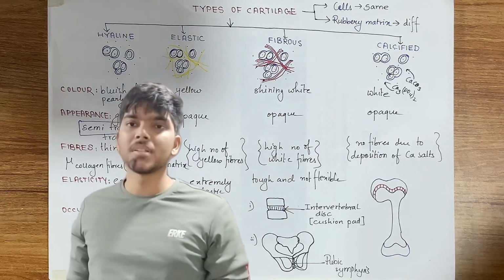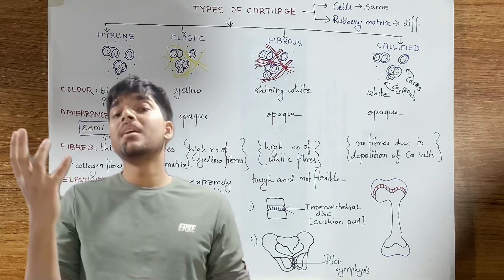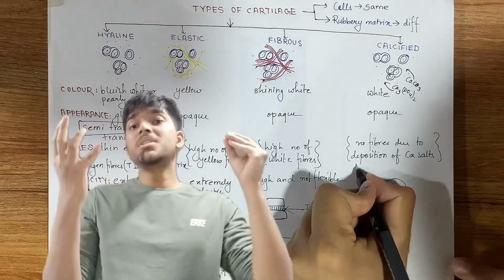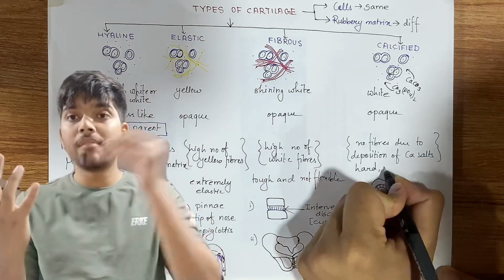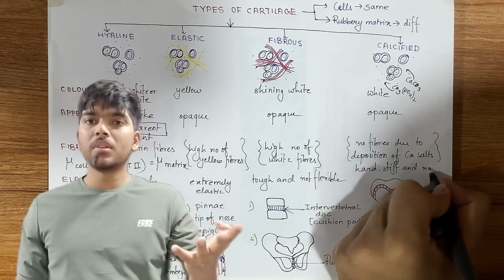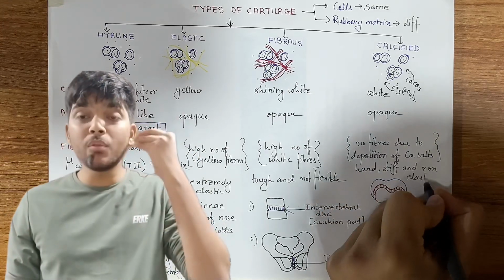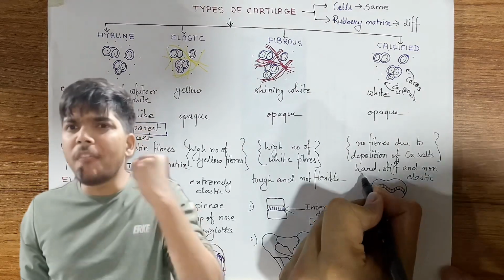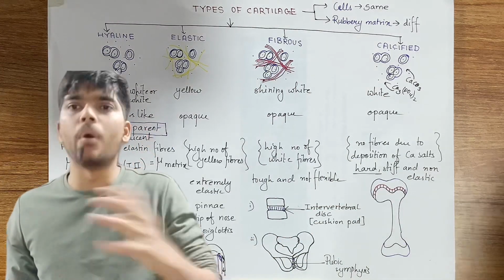Fibers, there are no fibers because the cartilage has been deposited with bone. So there are no fibers anymore. And number 4, elasticity. No. There's no elasticity. It has been deposited with bone. Instead, it is the toughest cartilage out of all 4.